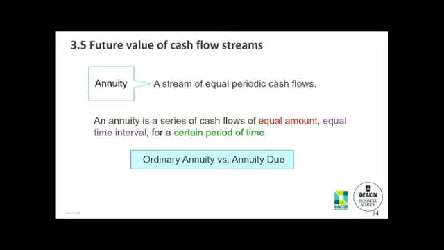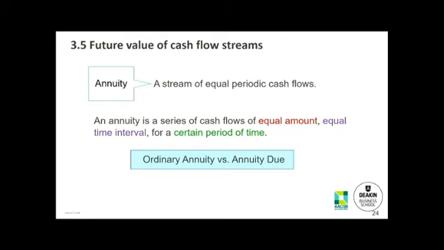Now, what is annuity and why is annuity good? Annuity, listen carefully, is a special case of mixed stream cash flows. It is still a cash flow stream, okay? Just with some special characteristics. Annuity means a stream of equal periodical cash flows. Equal periodical cash flows means the same amount of cash flow and the same time interval.